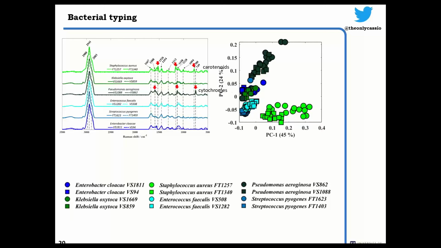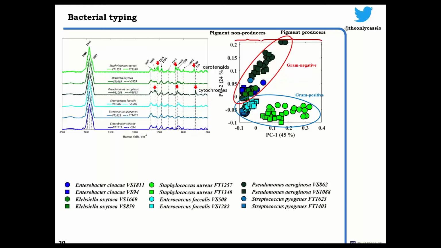And on the PCA scores plot, basically on the positive side of the PC1, we can see the strains that are producing pigments, and on the negative side, we see the strains that are not producing pigments. We don't see this with infrared spectroscopy, but we can see it with Raman because of the resonance Raman effect. And if we look at the second principal component, we can discriminate the gram-negative from gram-positive, which is similar to what we got using infrared signatures.